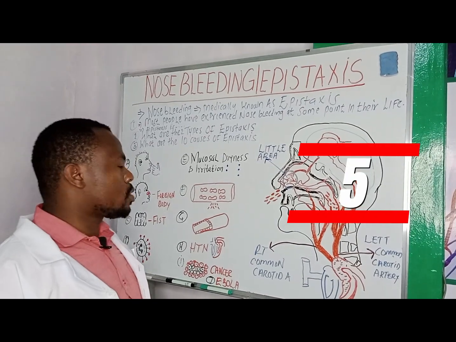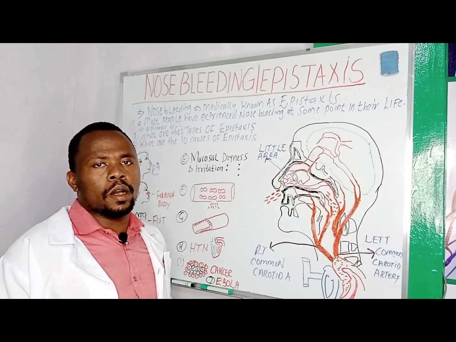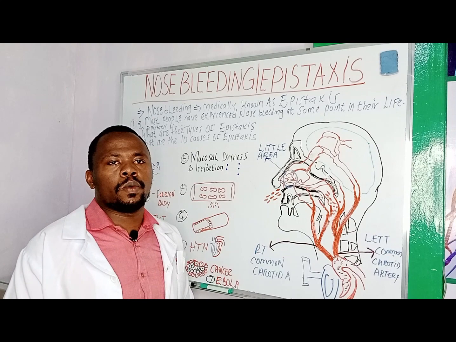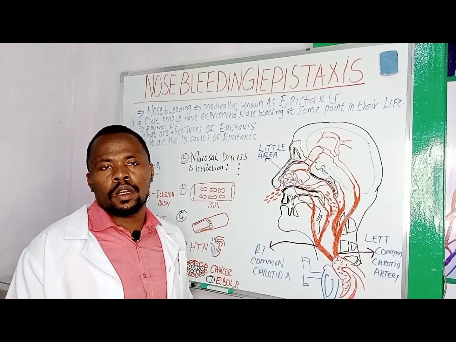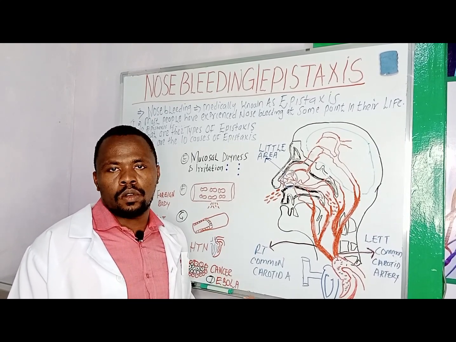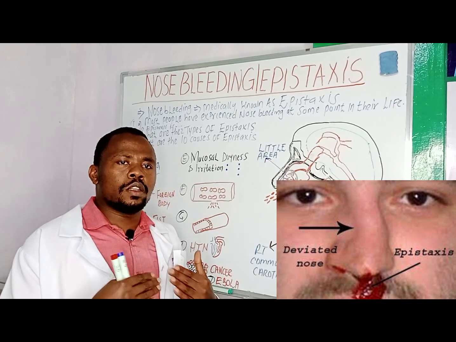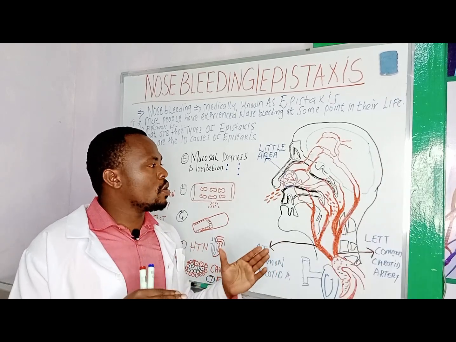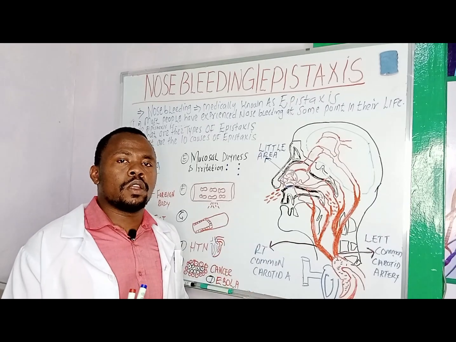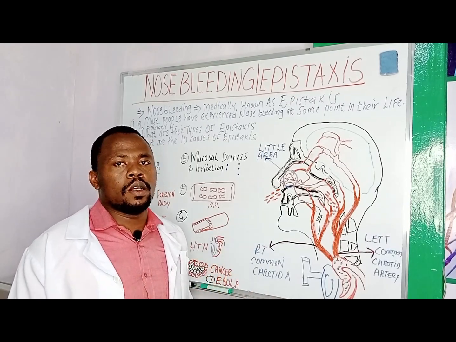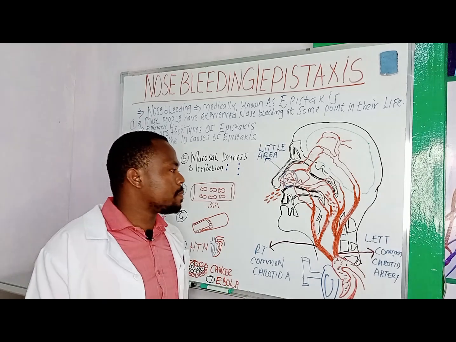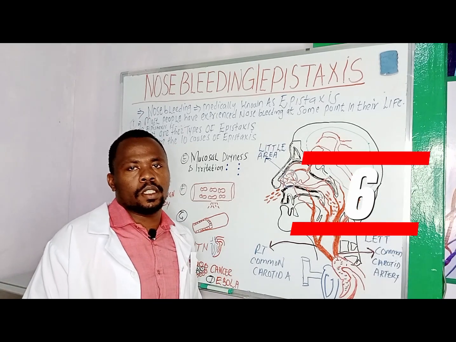Then we have trauma. Trauma or blunt trauma is when someone knocks you around the nose or punches you around the nose. This can result in damage to those blood vessels, and if these blood vessels rupture, this will result in nose bleeding.